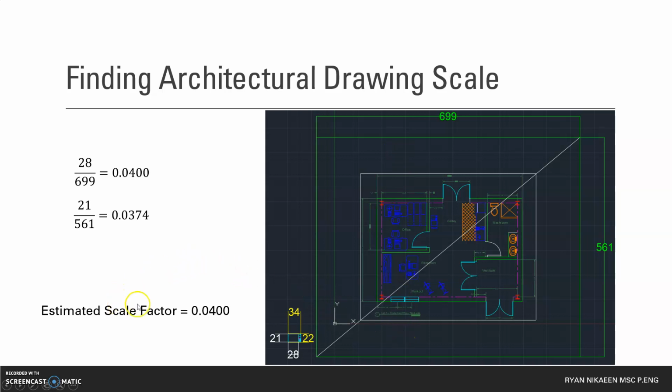Okay, so I found the scale factor, but it's not an architectural scale factor. So I have to do that one. So in my next video, I'm going to do that. So please bear with me and watch the next video.